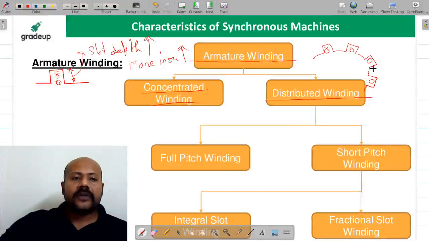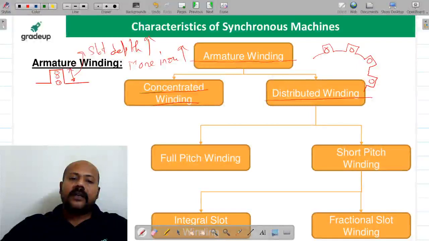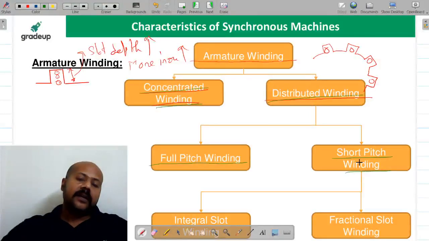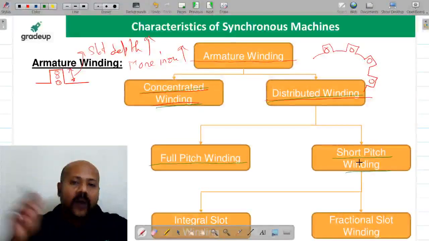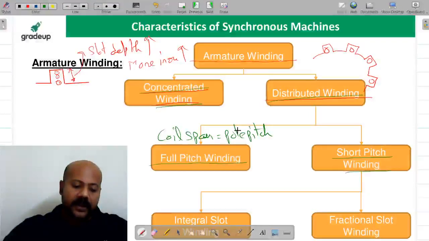Okay, now let us focus here. So you can say that first classification is concentrated winding and distributed winding. Now distributed winding you can have two types. Number one is full pitched winding, and the short pitch winding. This we'll understand, what is full pitch winding, what is short pitch winding. When the coil span is equal to pole pitch, it is full pitch winding. All these things we are going to understand.